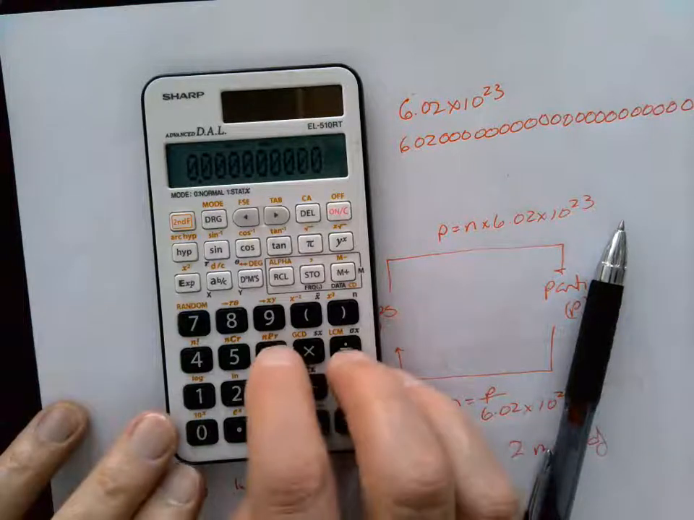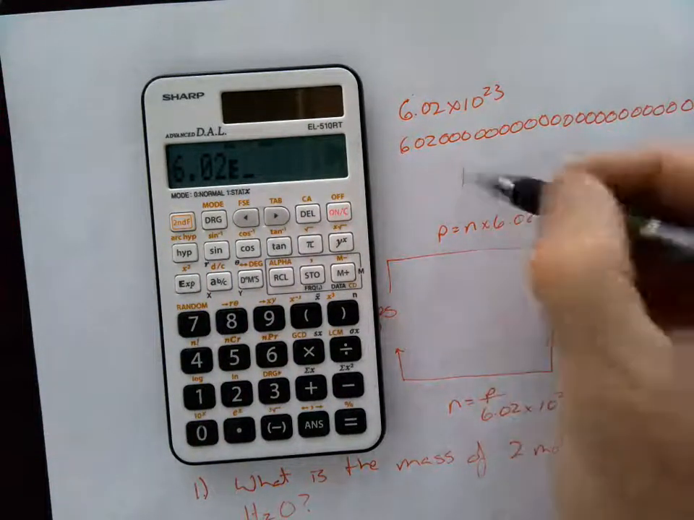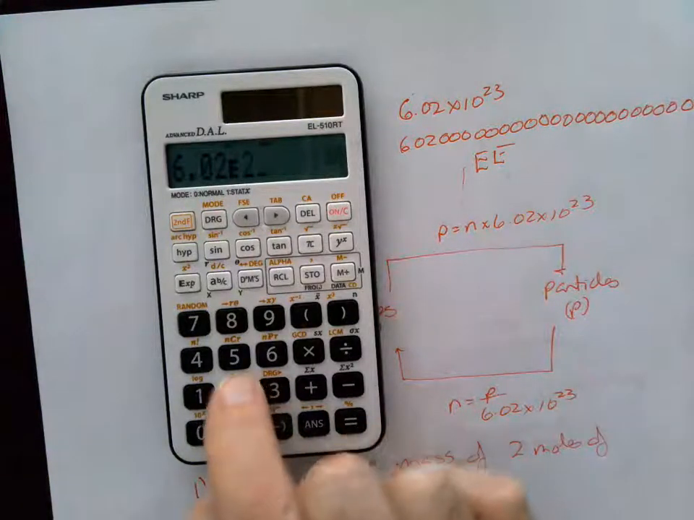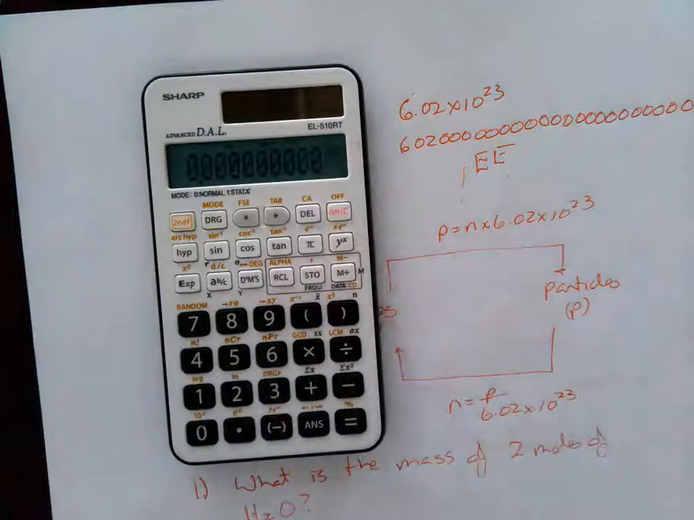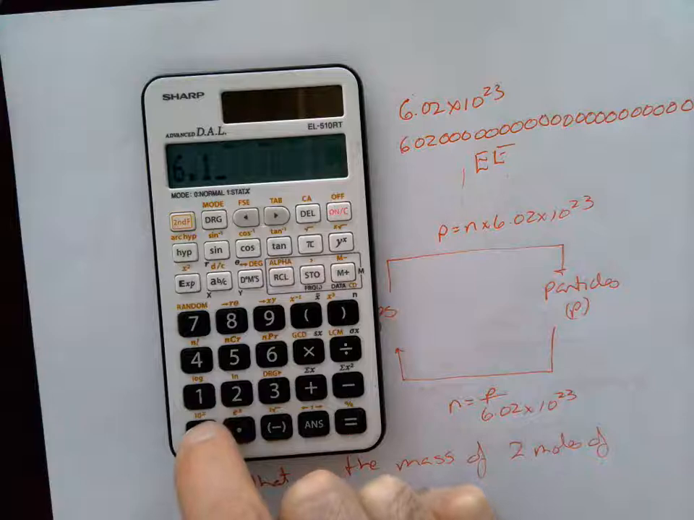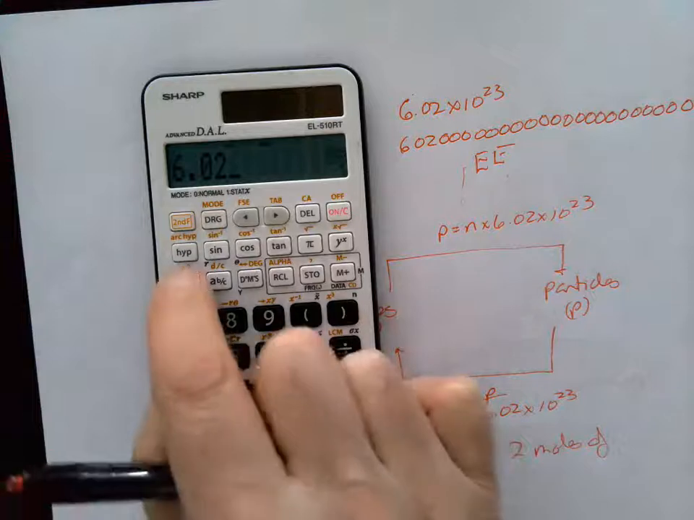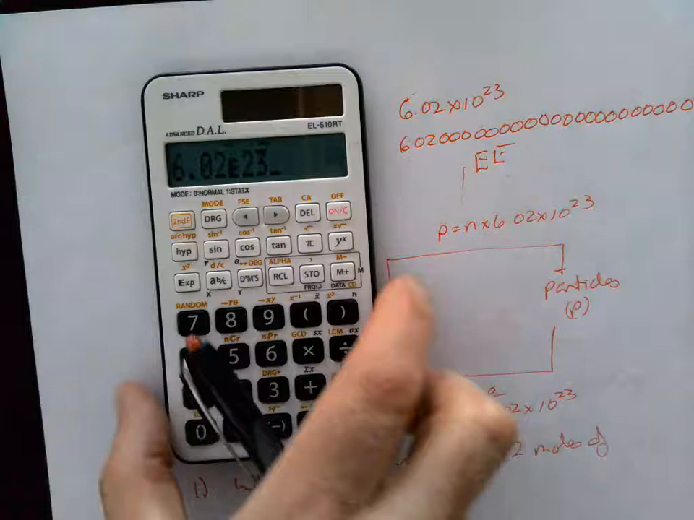To put this in your calculator, put 6.02 in your calculator. You are going to be tempted to hit the times button. Don't. That's what EXP does. So if you have EXP or if you have a button that says EE, put that in, then 23. I'm going to do that one more time. 6.02 EXP 23. That's the order you put it in.